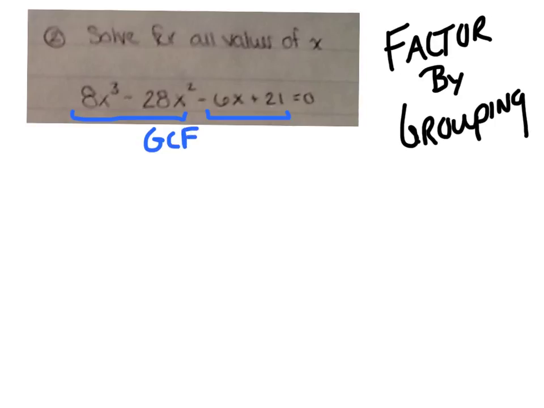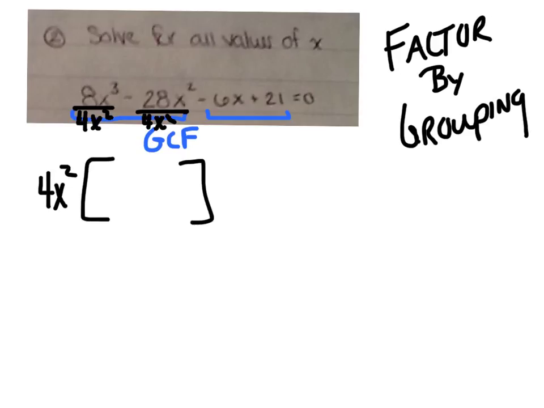So we'll start with the first 2. It looks like I can pull out a 4 and an x squared. So that's what I'm going to take out. That is my first GCF. Now here's what you do. You divide each term then by 4x squared. And you ask yourself, well, what's left? So 8 divided by 4 is 2, x cubed over x squared is x. Then you keep the minus sign.